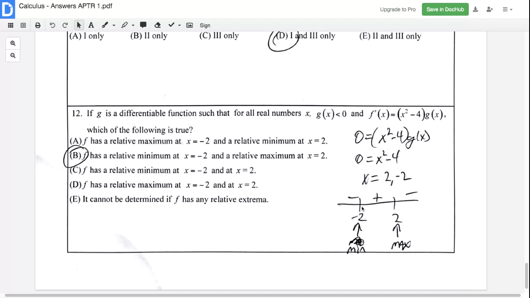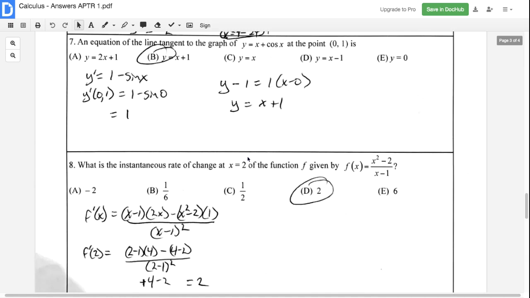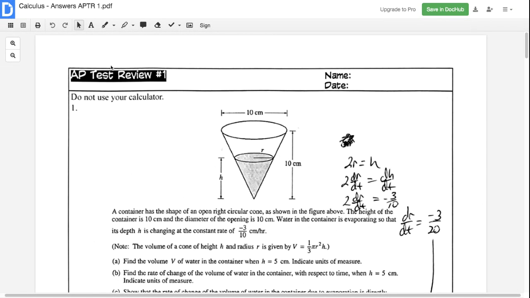So that means I have a minimum at -2 and a maximum at 2. So that's what we have here. Remember, another word for relative is local. So that is your answers for AP Test Review number 1.